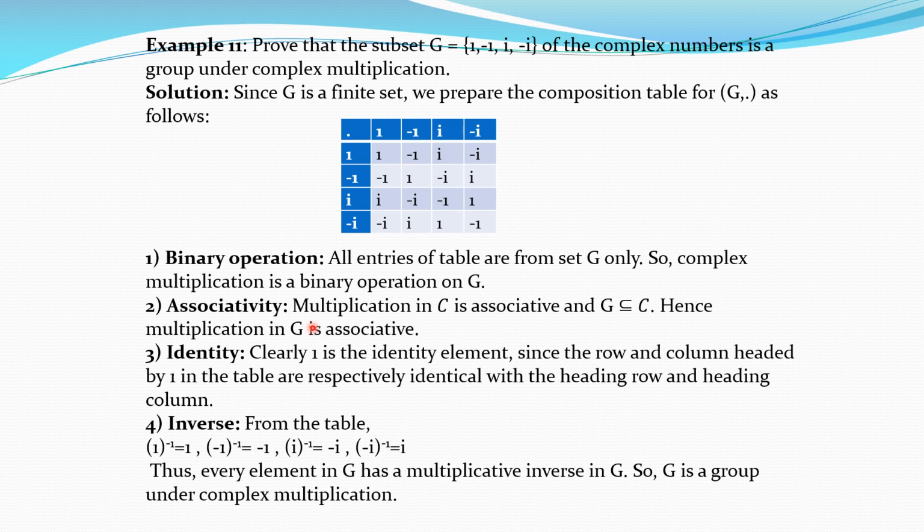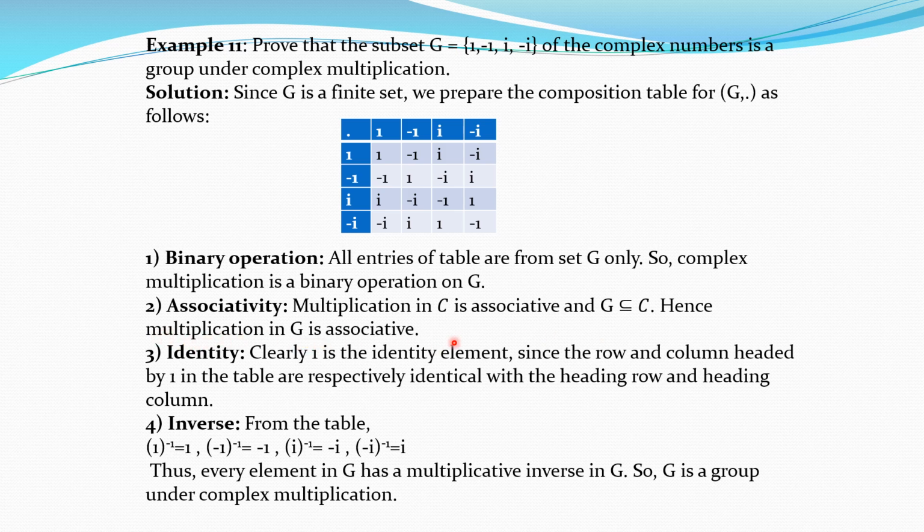Actually in the set of complex numbers, multiplication is associative and G is a subset of the complex number set. Now, whenever associativity holds in a superset, then obviously it holds in the subset also. So it is not necessary to prove associativity separately. Directly, we can say that multiplication in G is associative.